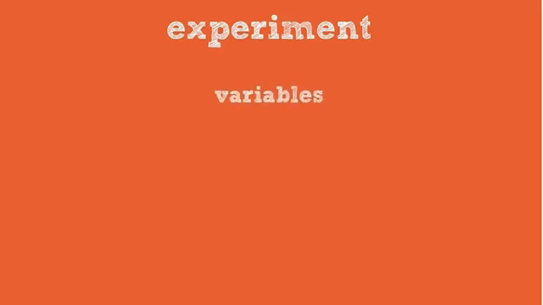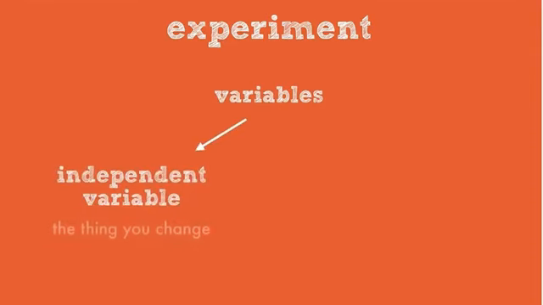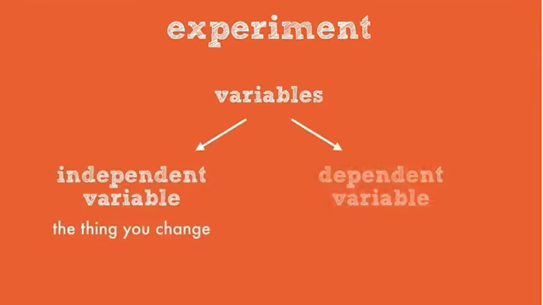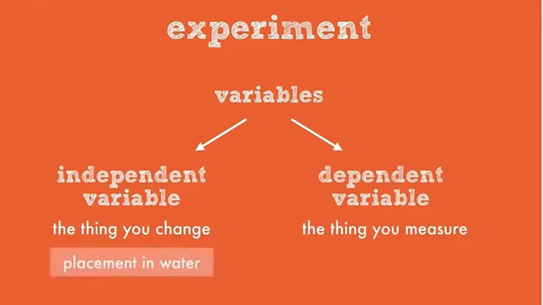Once you know what types of data you're going to collect, you can define the variables. There is an independent variable, which is the thing that you will change to see how it affects your dependent variable, which is what you measure. In the gummy bear experiment, the change in the experiment is that the gummy bears are being placed in water. The dependent variable is the volume of the gummy bear, which is measured before and after it's soaked in water.